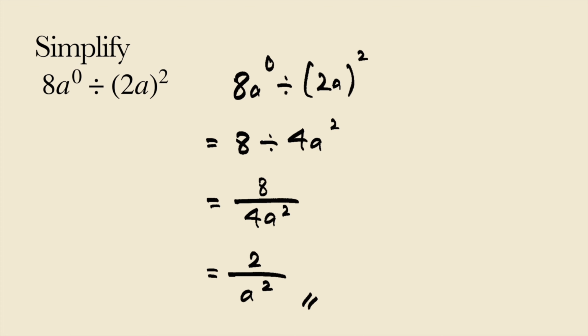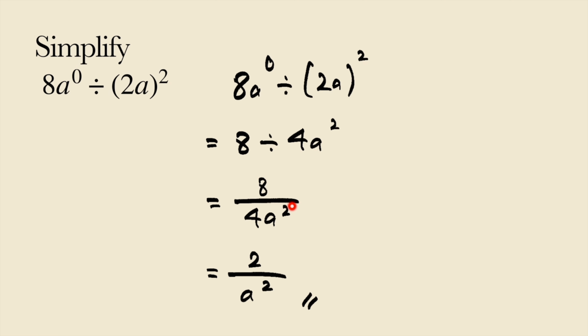Well, I like to write, okay, so 8 to the power 0, just write it as 1. Do you have to write 8 times 1? No, just write 8. Next, what's the square of 2a? That's 4a squared. Now, then I like to get rid of this division sign and write this as a fraction.